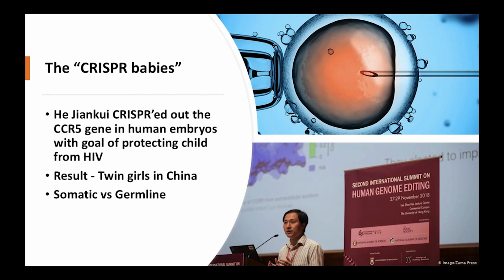Now, with great power comes great responsibility. CRISPR is an extremely powerful tool, but there's still a lot that has to be learned about it. It can be really helpful when targeting diseases that affect somatic cells. For example, taking cells out of a patient's body, editing them, and putting them back in. But actually altering the human germline is a completely different story.